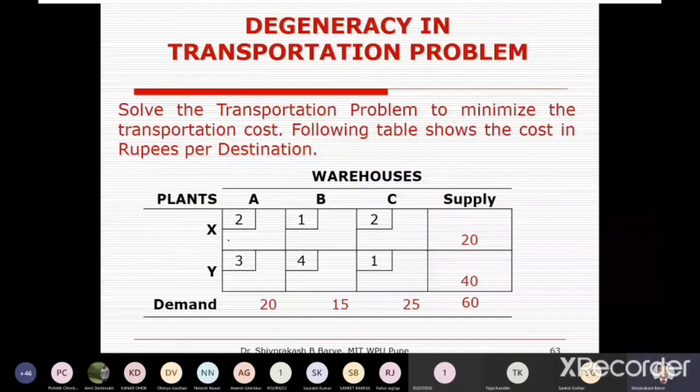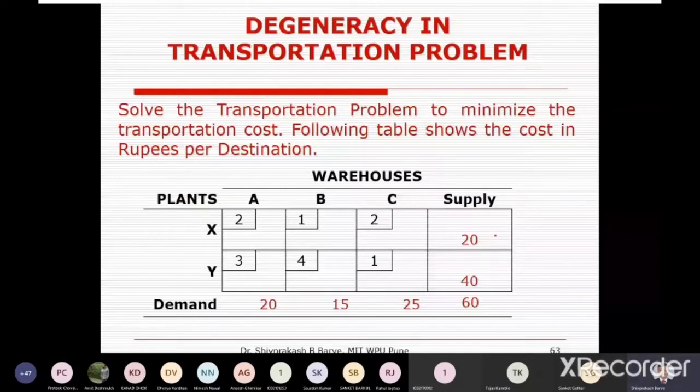So the capacity of plant X is 20 units. Capacity of Y is 40 units. Warehouse accommodation capacity: warehouse A is 20, warehouse B is 15, warehouse C is 25. Now the first step is to check whether the supply and demand are equal or not, that is, whether the problem is balanced or not.